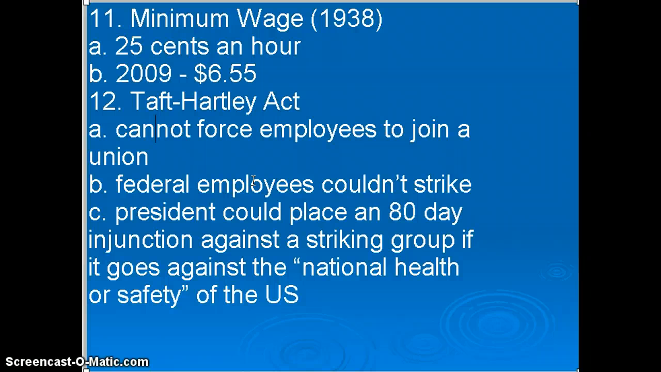For example, in the 90s, there were a lot of strikes by airline pilots, because they didn't want to lose money, or they didn't feel like they were earning enough. They went on strike, and President Clinton issued injunctions to prevent those strikes from going into place because they would weaken the U.S. economy.